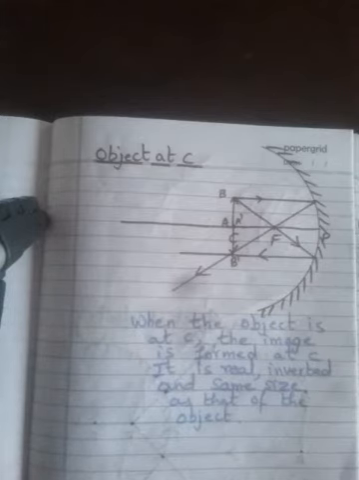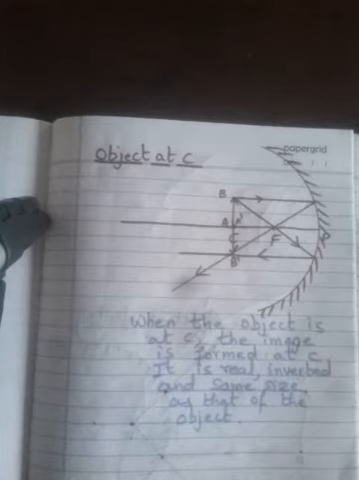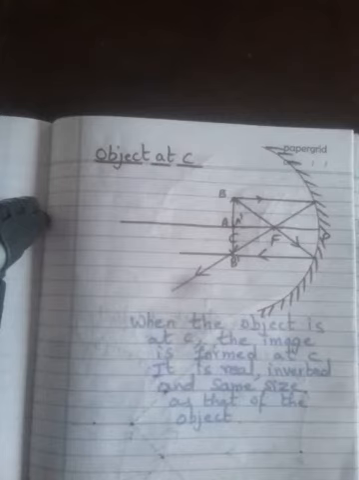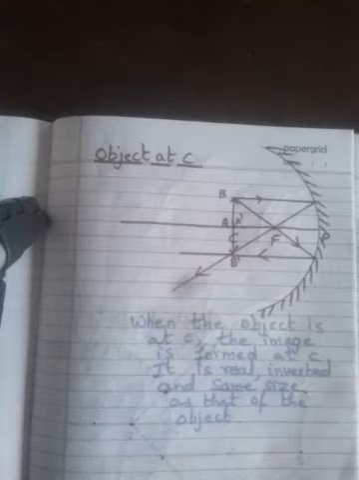Now we will see about the convex mirrors. We know what convex mirrors are: mirrors which are bulged outwards. I'll draw one convex mirror, and for convex mirror we have only two ray diagrams. The first one is when the object is placed at infinity, and the second one is when the object is placed between infinity and pole of the mirror. Only two ray diagrams. So I will draw one ray diagram when the object is at infinity.